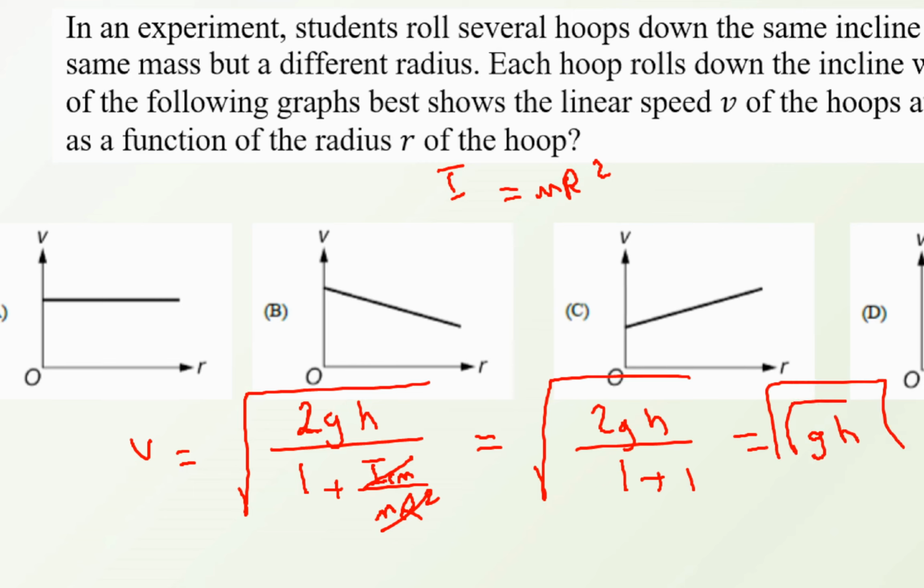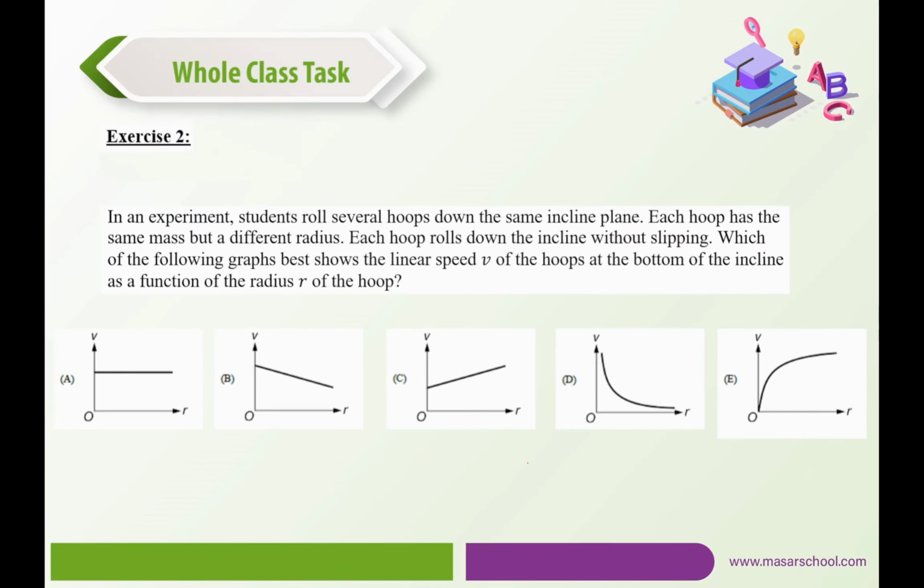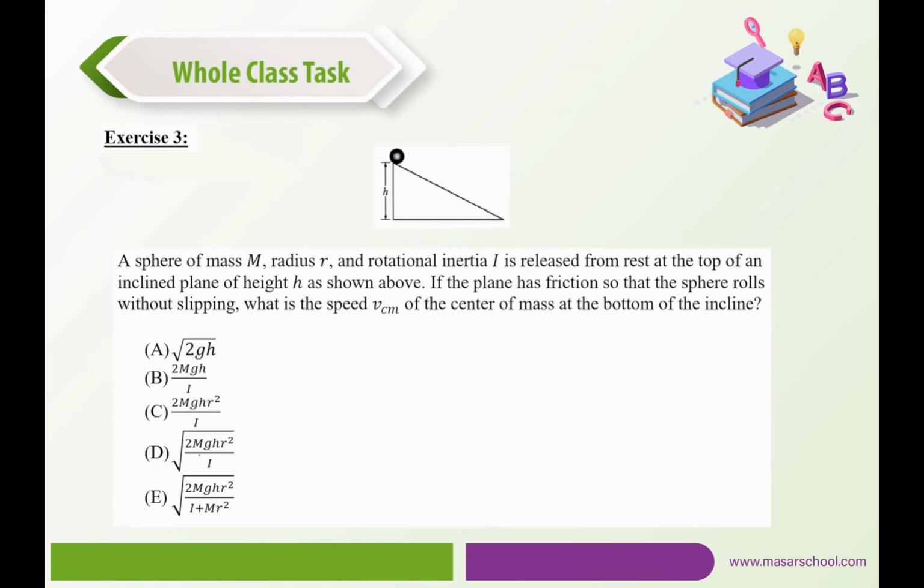Now as you can see, whether the mass or the radius changes for a hoop, the result would be the same, independent of whether the radius of the hoop is small or large. As r varies, the speed at the end of the ramp would be the same. For this reason, A would be the correct answer. The speed is constant as a function of r.